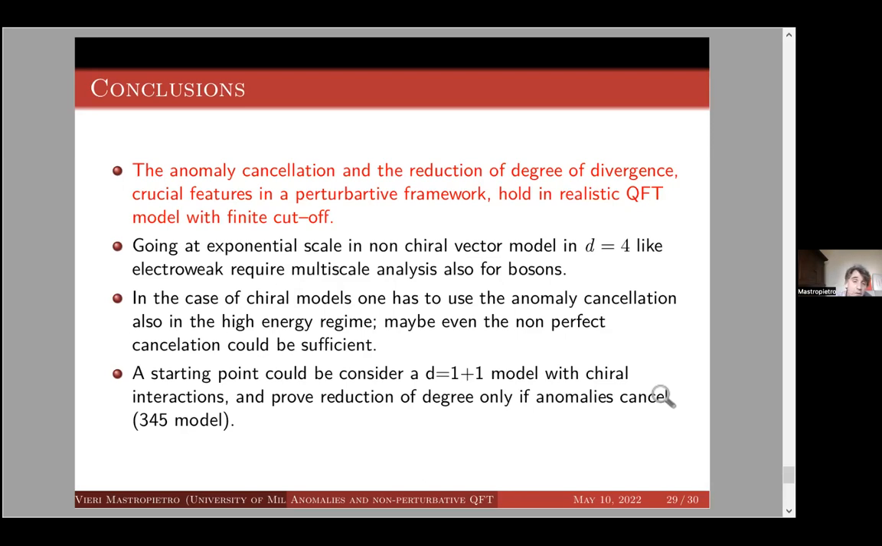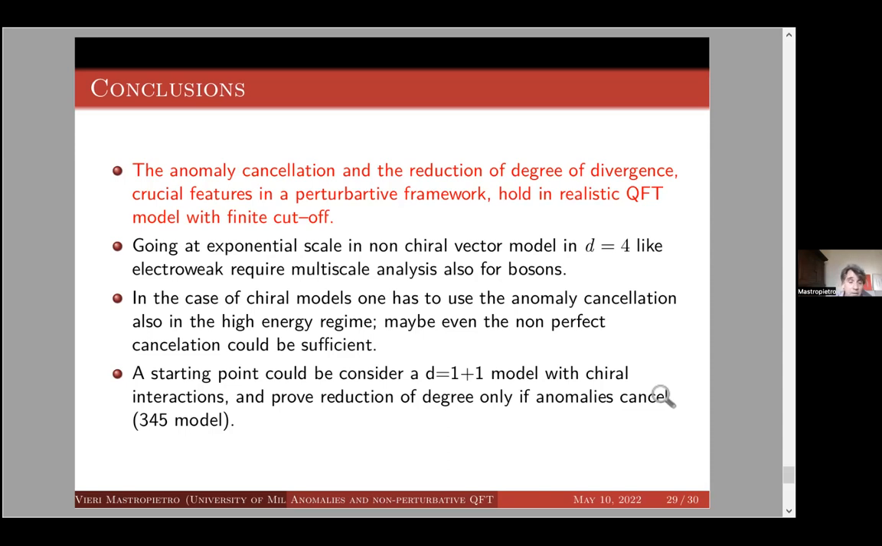Of course, in four dimensions to go to exponential scale, even in non-chiral vector models like QED, could be possible, but it requires a multi-scale decomposition also of the photons, which is not easy. In the case of chiral models, I hope it can be used to prove chiral gauge theories up to exponentially higher regimes.